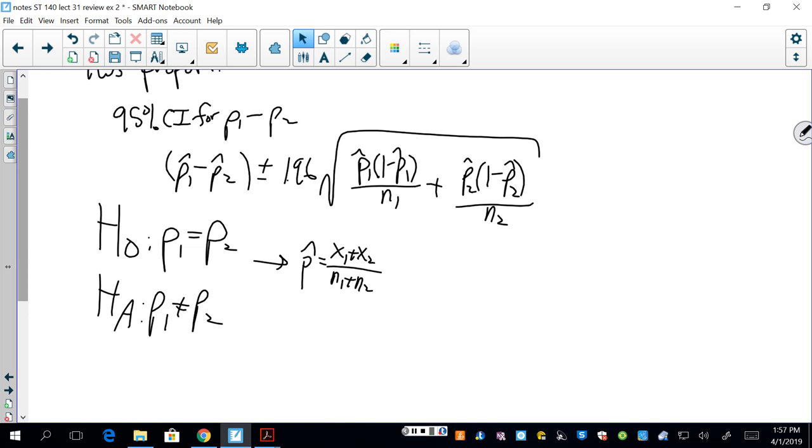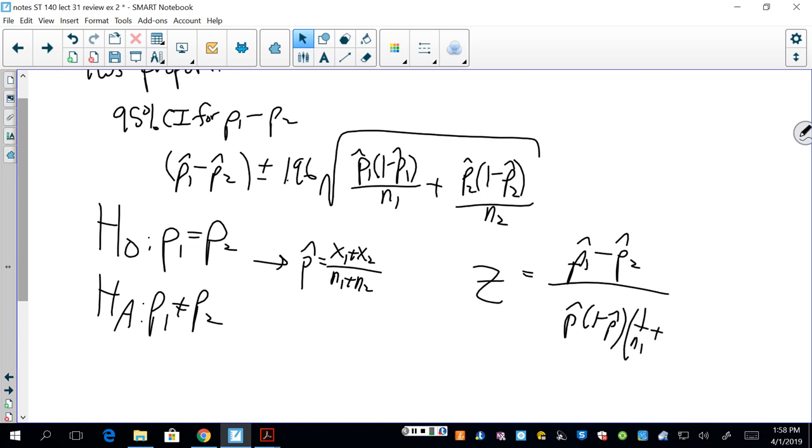And then our statistic, we take the difference of the sample proportions. If they're equal, that should be close to 0. And then divide by the standard error. So it looks like this formula, except instead of the separate p1 hat and p2 hat, we put in the combined version. It's often written as p hat times 1 minus p hat, times 1 over n1, plus p hat times 1 minus p hat over n2. So you can factor that out.